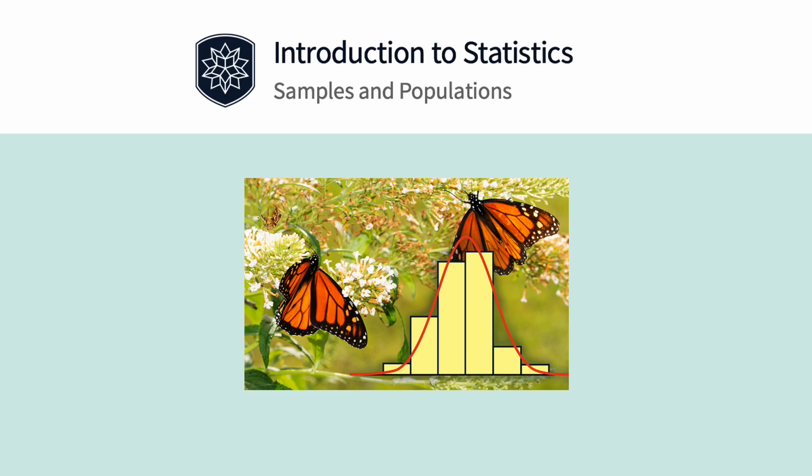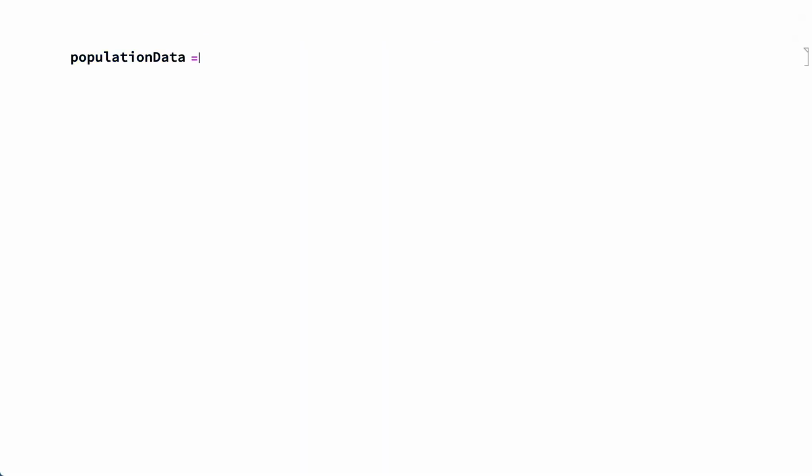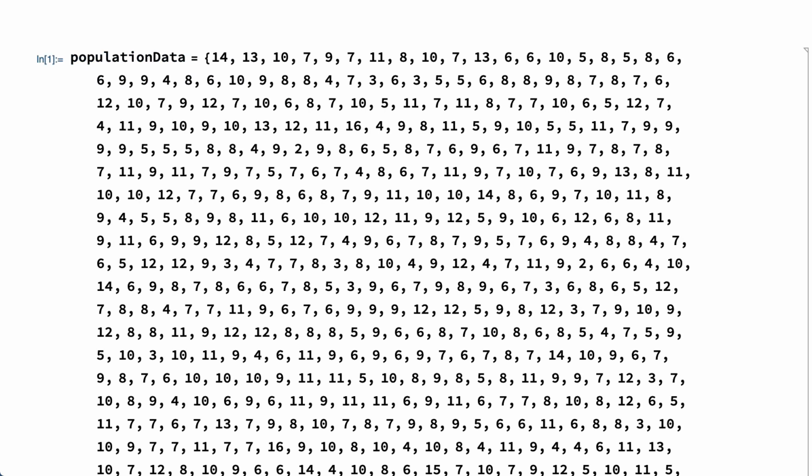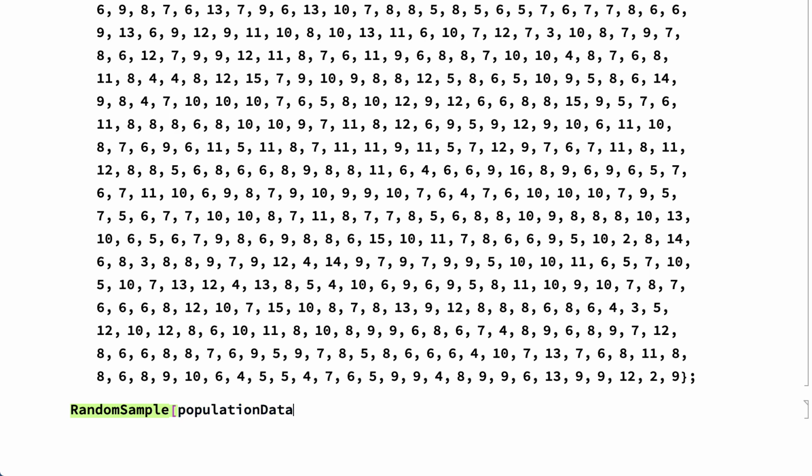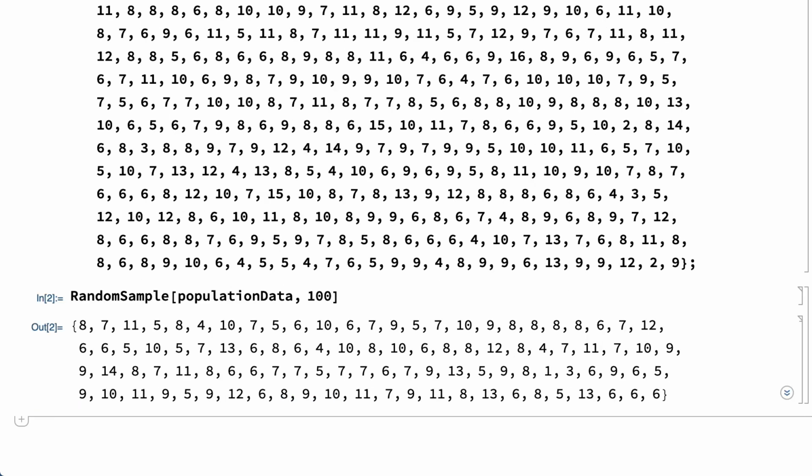A lot of statistical analysis is based on samples from some larger group. For example, here is a list of numbers representing data from every member of such a group, not just from a sample, assigned here as the value of a variable population data. There are 10,000 numbers in this list. The random sample function can be used to draw a random sample from that list. This shows random sample giving a sample of 100 values from the value of population data.